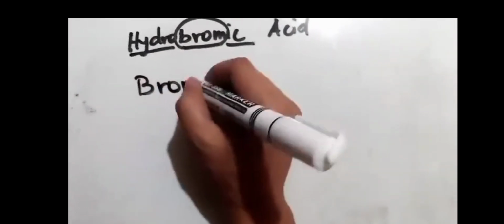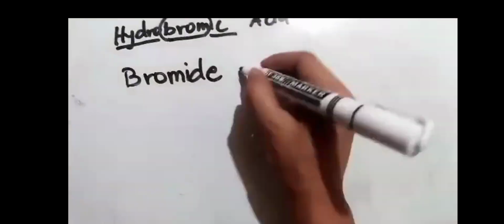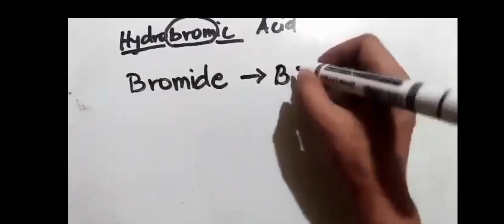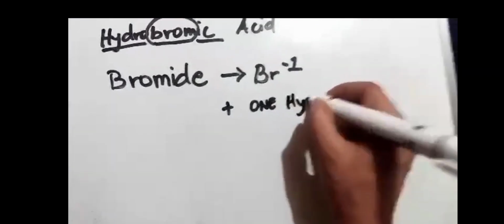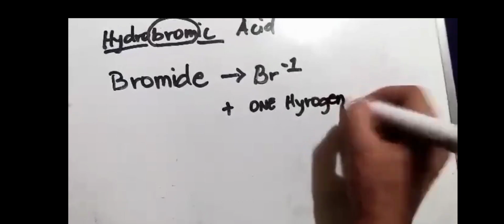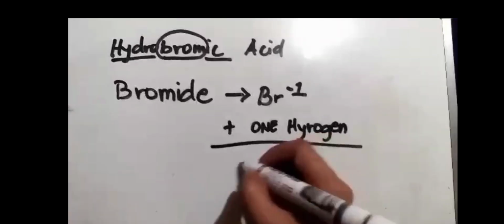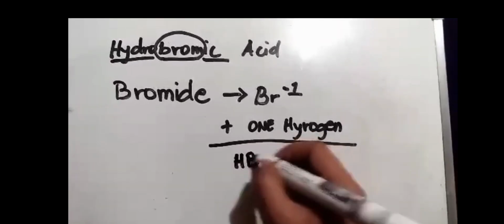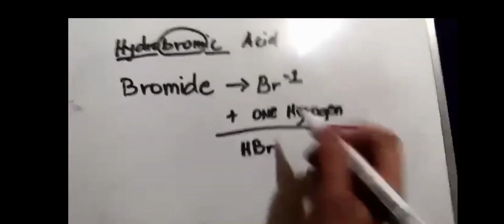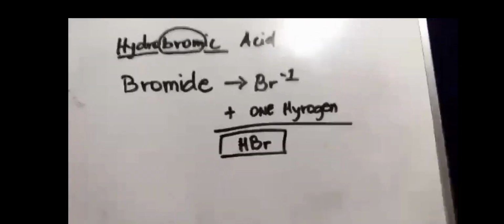Now, how about hydrobromic acid? Since we see a hydro, it means it is a monoatomic ion. So hydrobromic acid contains a monoatomic ion which is bromide, and the formula of bromide is Br negative 1. So we must add only 1 hydrogen to it, so the formula of hydrobromic acid will become HBr.